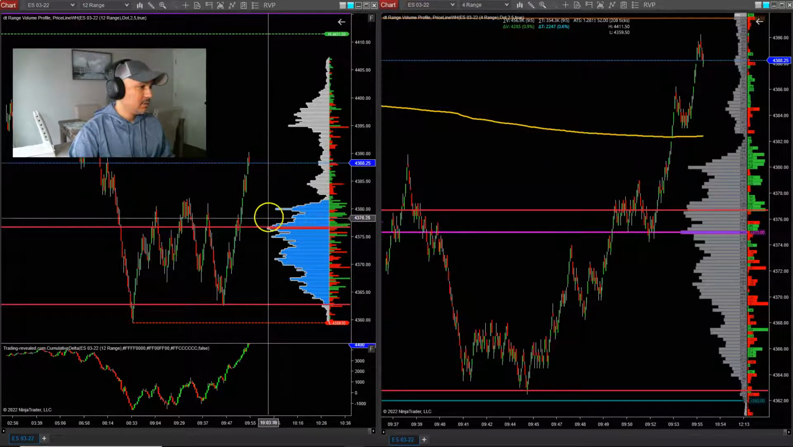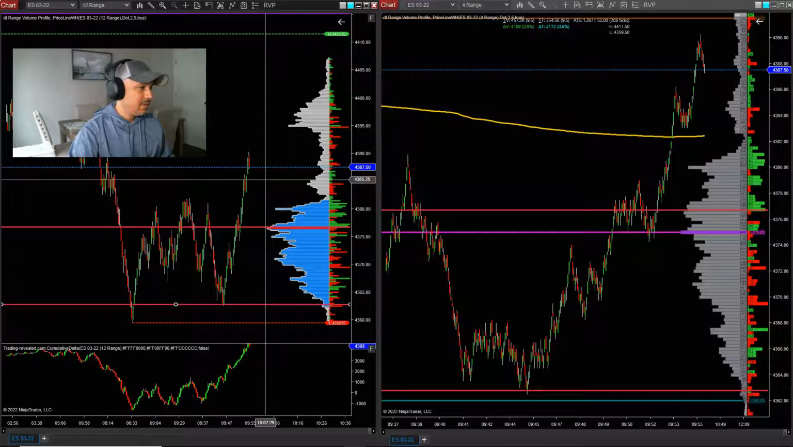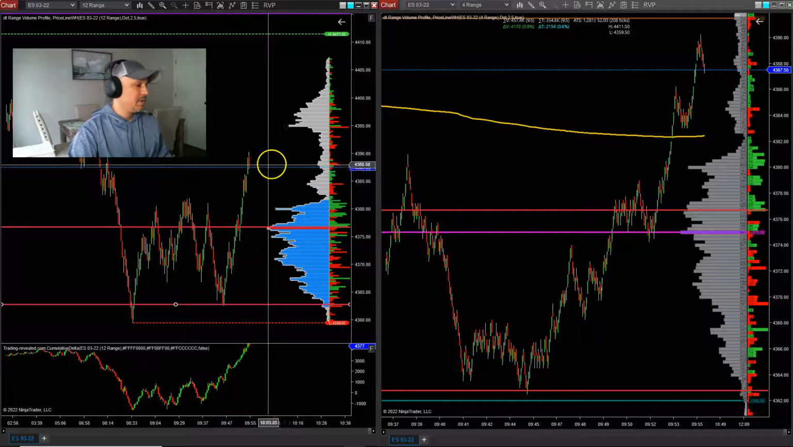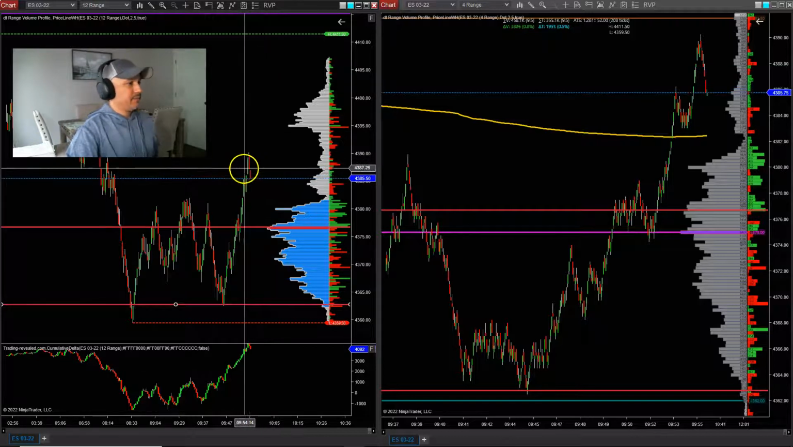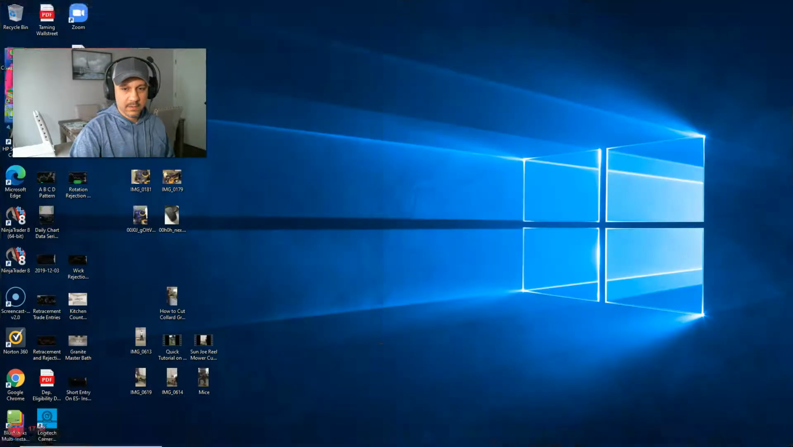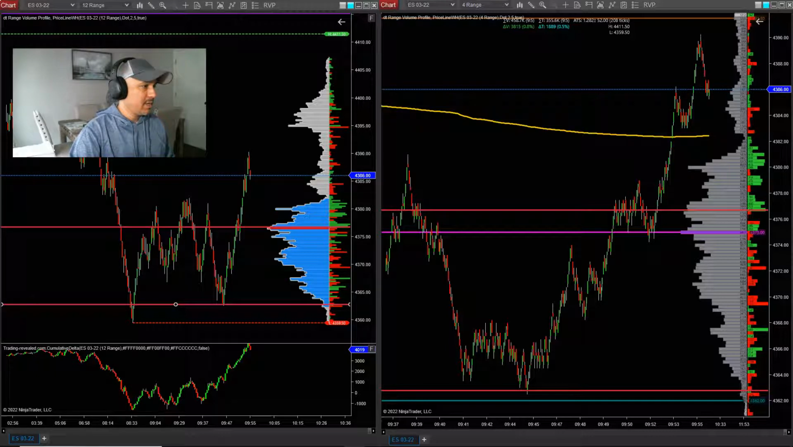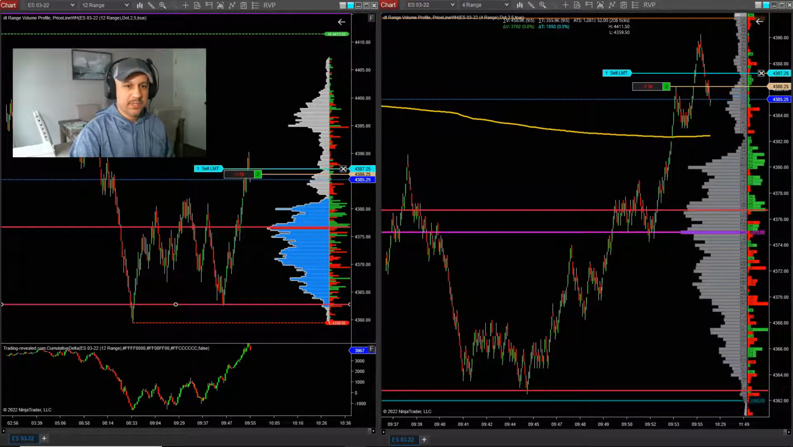All right, so possibility price could maybe come back down here and bounce, but be careful because that puts us right back up to the high. Price can bounce here. Sure it can. And I'll take a quick little scalp here just to show you.